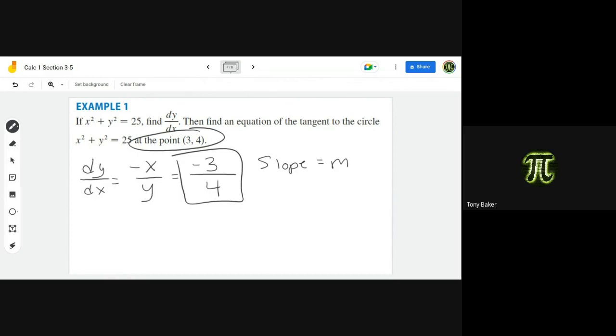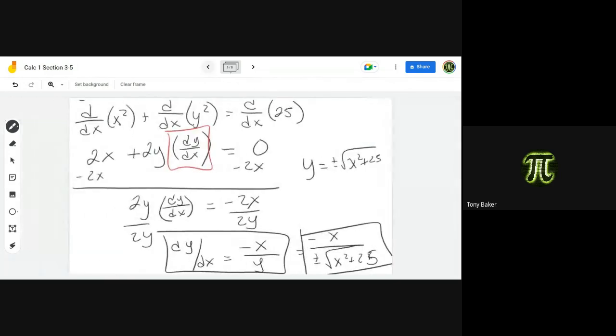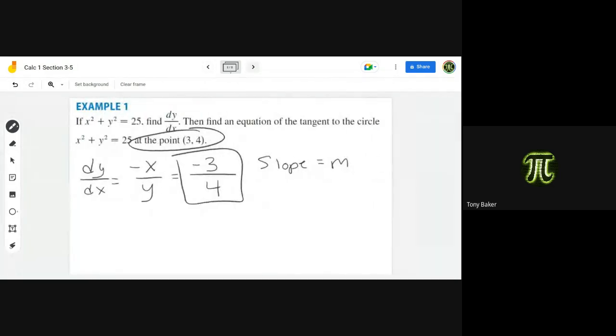Wait, so you can automatically assume that dy over dx will always be minus x over y? No, for this problem. But we just found that. We did the derivative, and we found out that the derivative of this one is negative x over y. The other problem that I had, remember, I had y prime was negative x over the square root of x squared plus 25. If we plug this in, negative 3 over the square root of 3 squared plus 25.